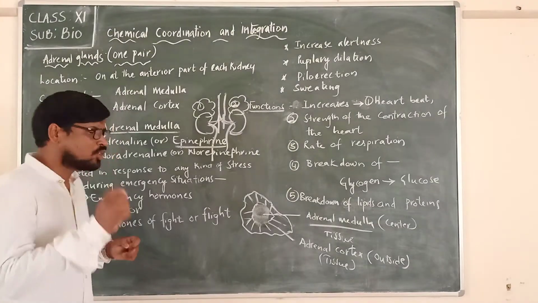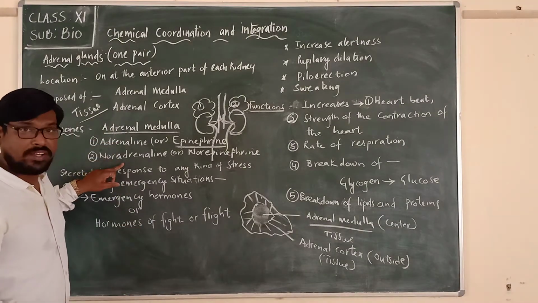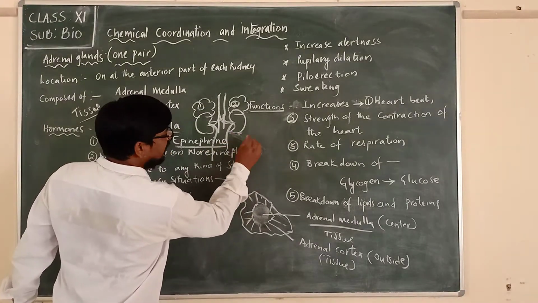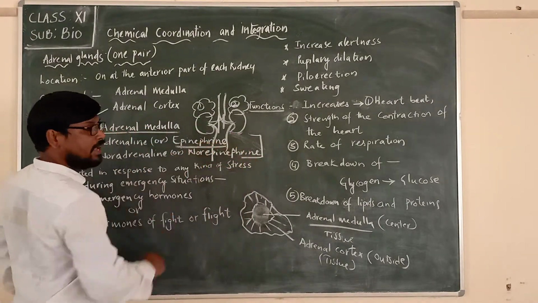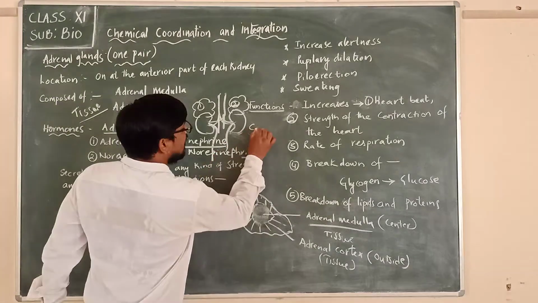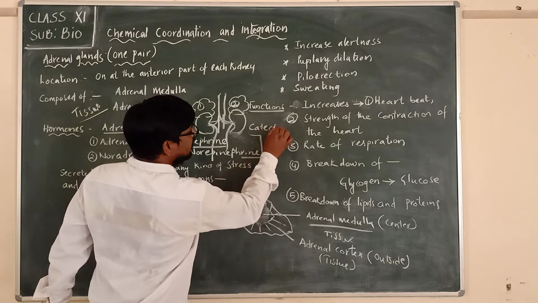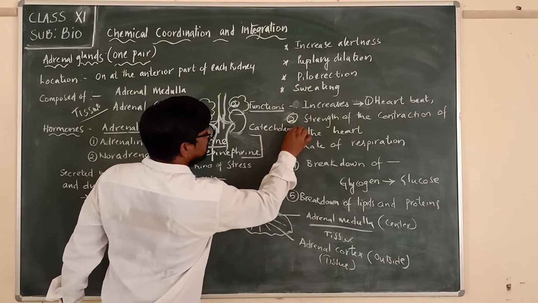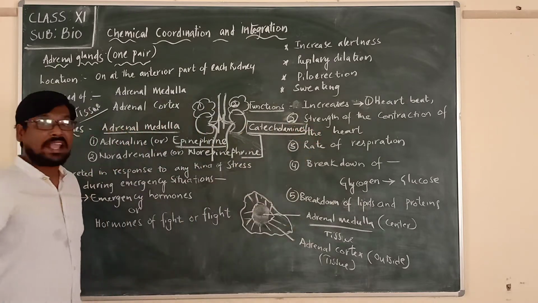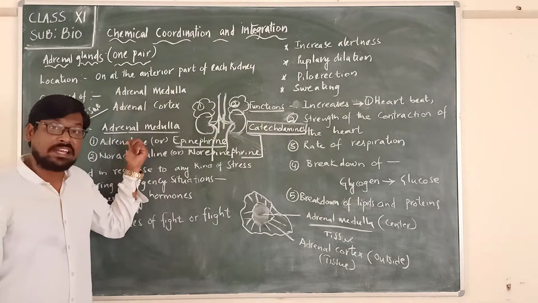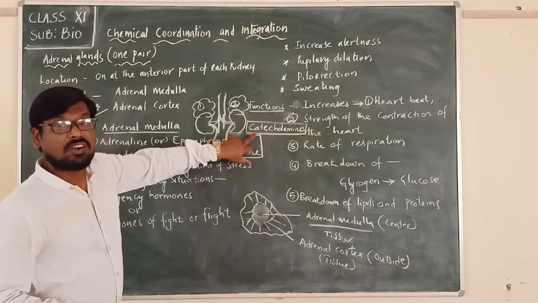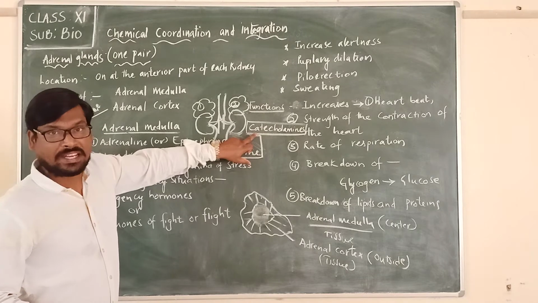And these two hormones, adrenaline and noradrenaline, are commonly called catecholamines. Please remember this, it's a very important word. Adrenaline and noradrenaline together are commonly called catecholamines.